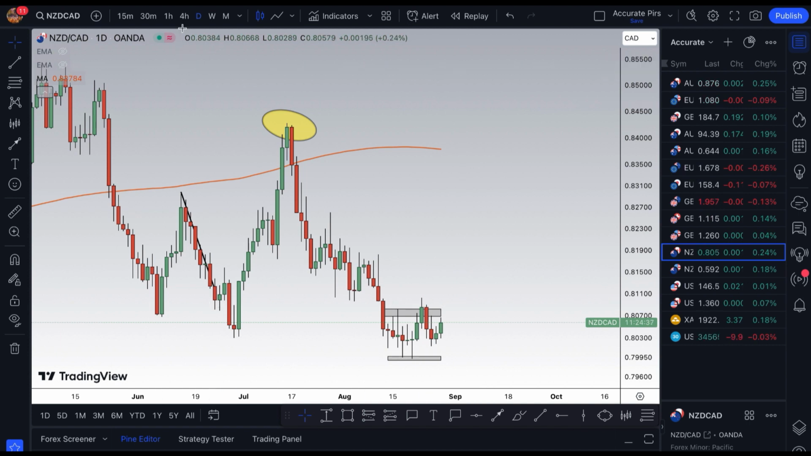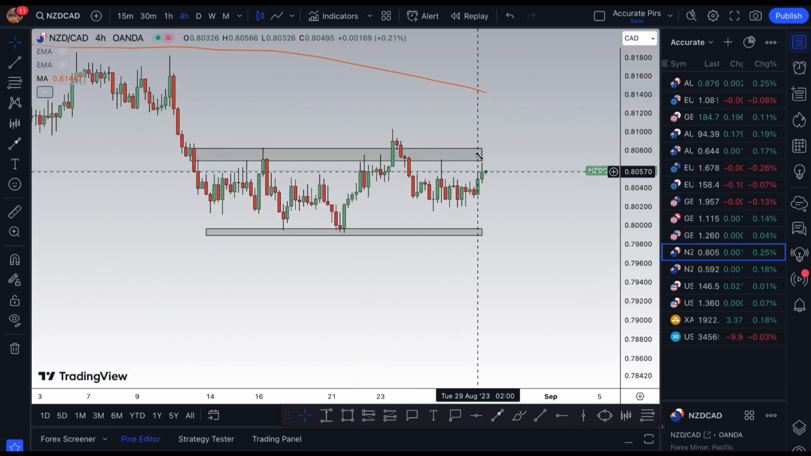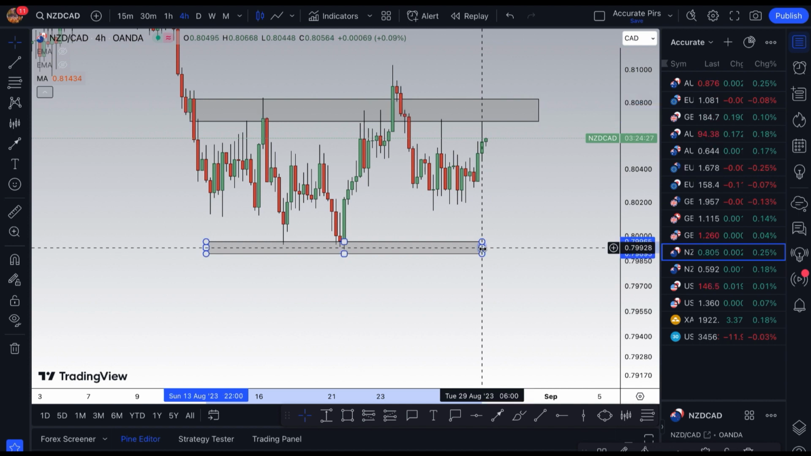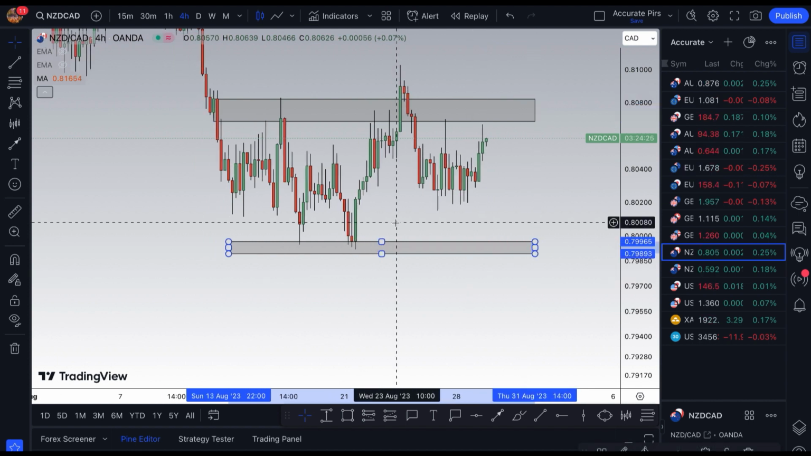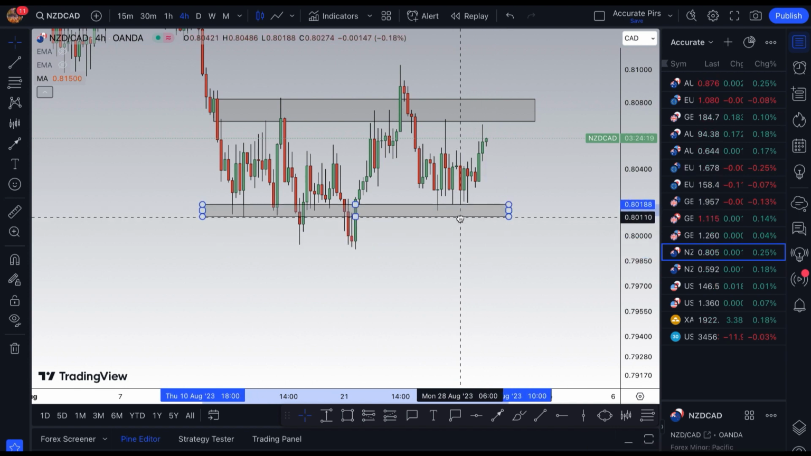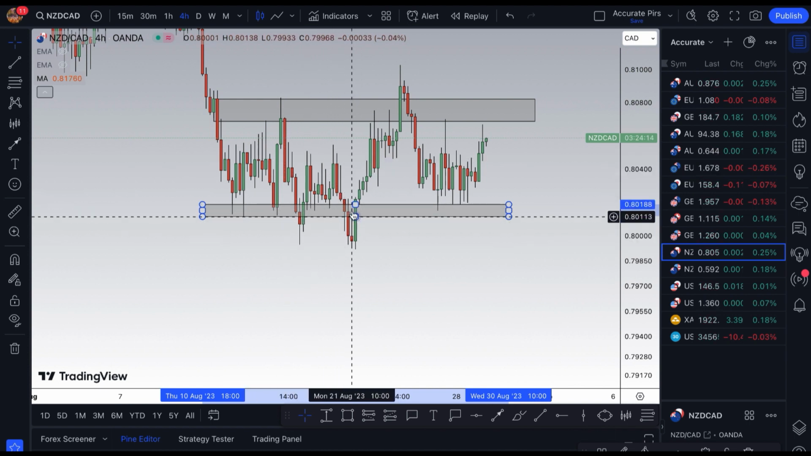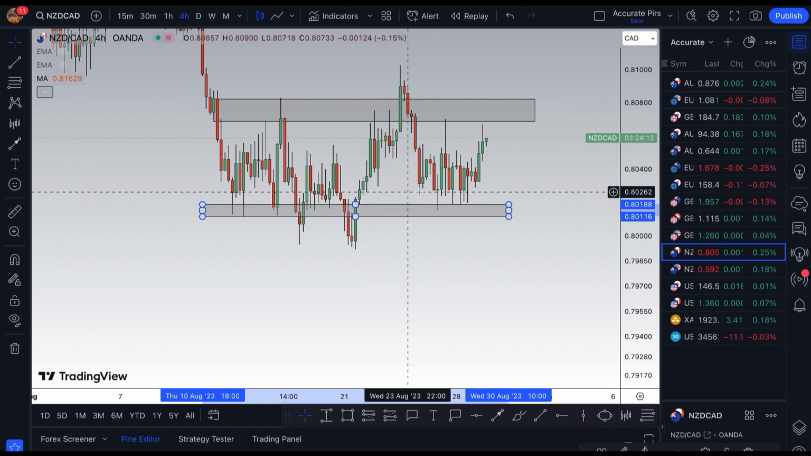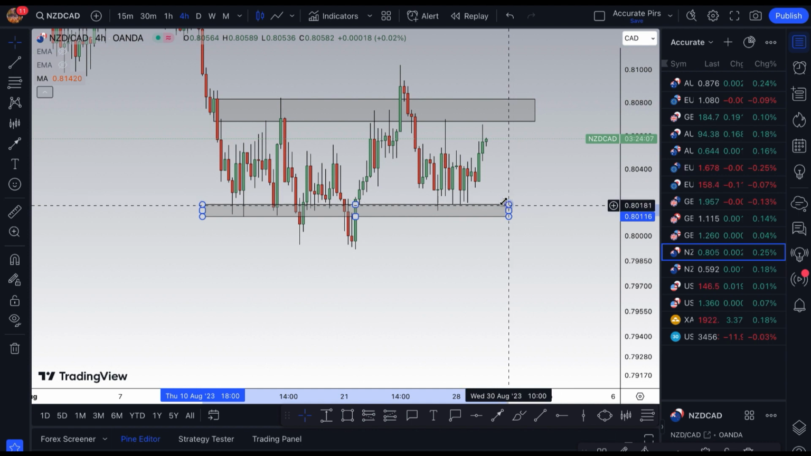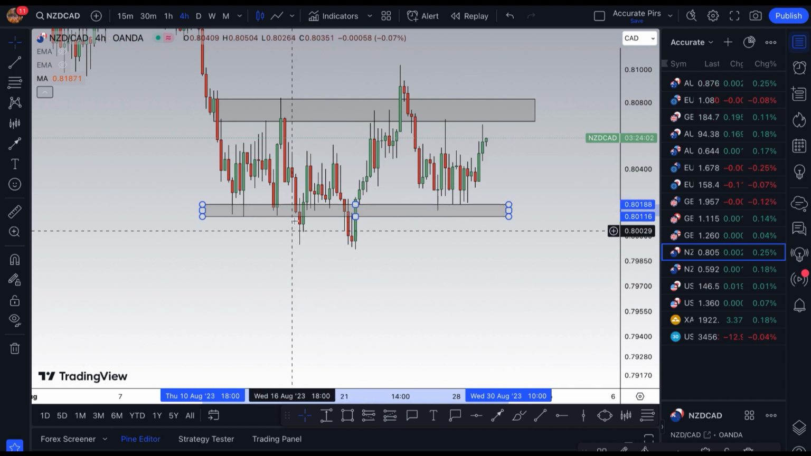NZD CAD, still waiting for that breakout of this area. We have not got it yet, but I do believe if we get a breakout of this resistance or support level, we can see some nice movement from NZD CAD. So we still keep our eye on NZD CAD. But I'll be honest with you, this support level here looks a bit more strong. But look at the little, you can see the little false breakout and close back above this level. So if we do get a breakout at this support level and then get a close back above it, I would say look to buy. So you had the same scenario happening here.